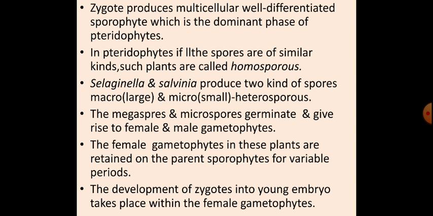Male and female gametes are formed. They come in contact with each other and form a zygote. Again, the zygote further produces sporophytic pteridophyte. Okay. Then, in pteridophytes, if the spores produced are of the same kind, such plants are called homosporous. Homo means similar.